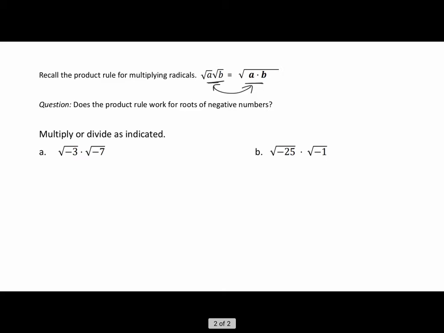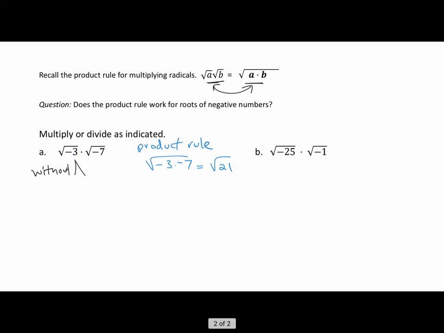Multiply or divide as indicated. So for example A, the square root of -3 times the square root of -7. So if I were to use the product rule, that says I could multiply -3 times -7 under the same radical, which is the square root of 21. Doesn't simplify. So let's see what happens without the product rule.